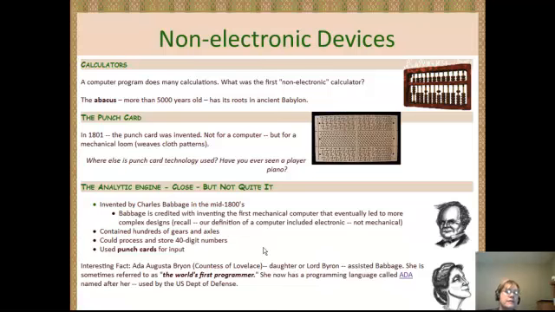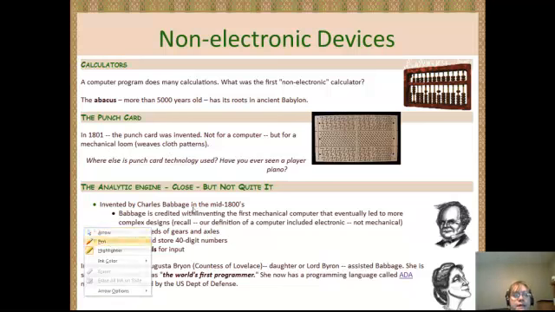Okay, so let's start off. Here's some non-electronic devices. I kind of emphasize that computers are electronic. So we have, for example, the abacus maybe being the first non-electronic device that did some calculations. Here we have a punch card, and a punch card here was used for a loom, and a loom is a device that weaves cloth into certain patterns.